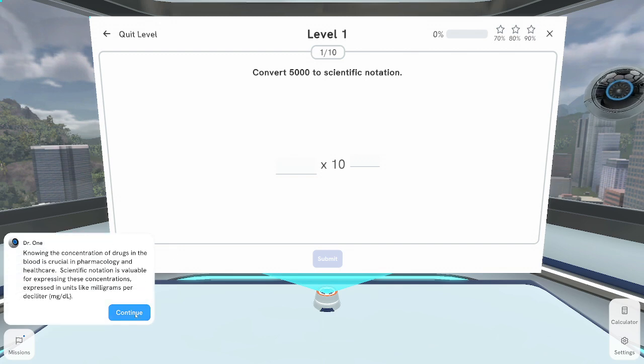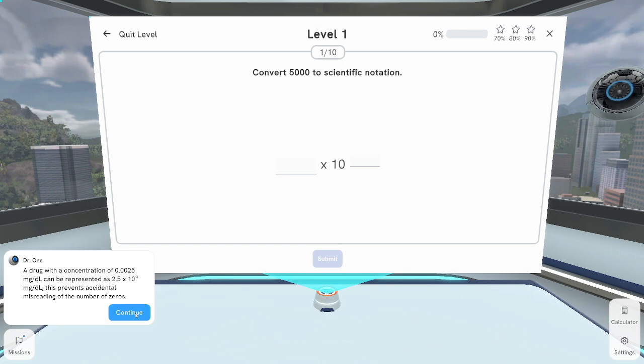Knowing the concentration of drugs in the blood is crucial in pharmacology and healthcare. Scientific notation is valuable for expressing these concentrations, expressed in units like milligrams per deciliter, mg/dL. A drug with a concentration of 0.0025 milligrams per deciliter can be represented as 2.5 times 10 to the minus 3 milligrams per deciliter. This prevents accidental misreading of the number of zeros.